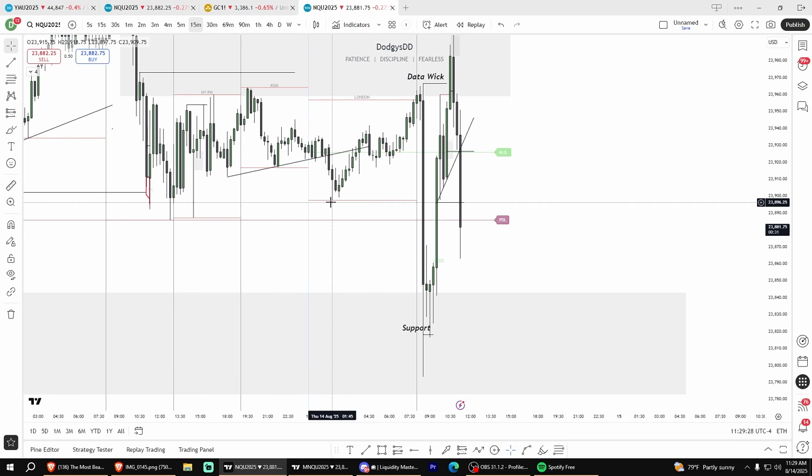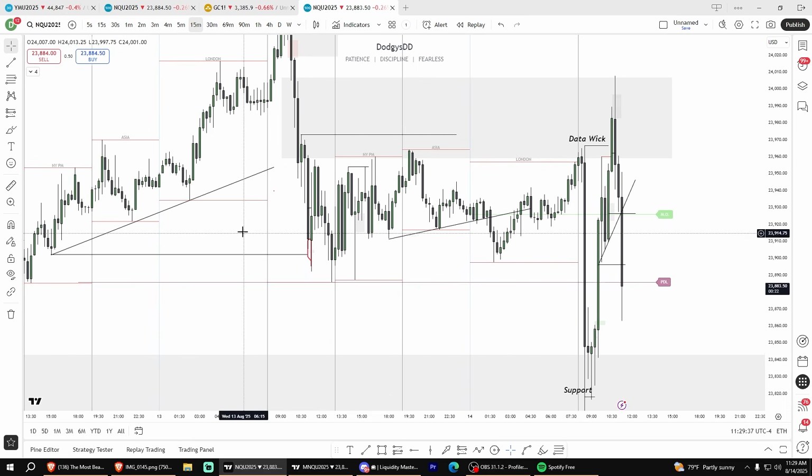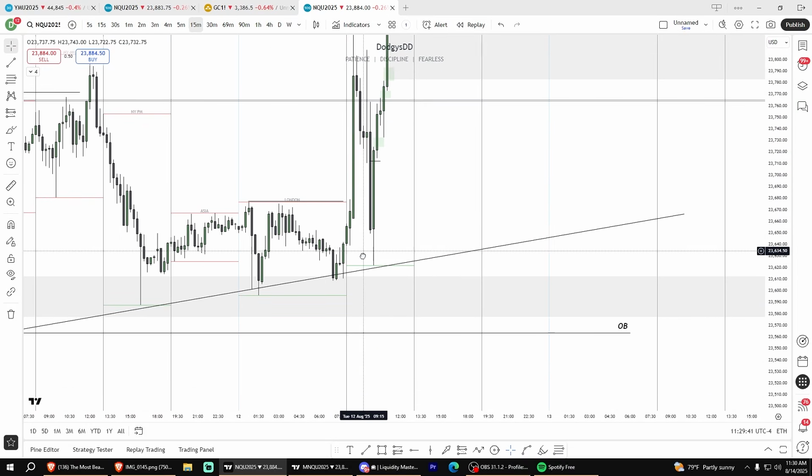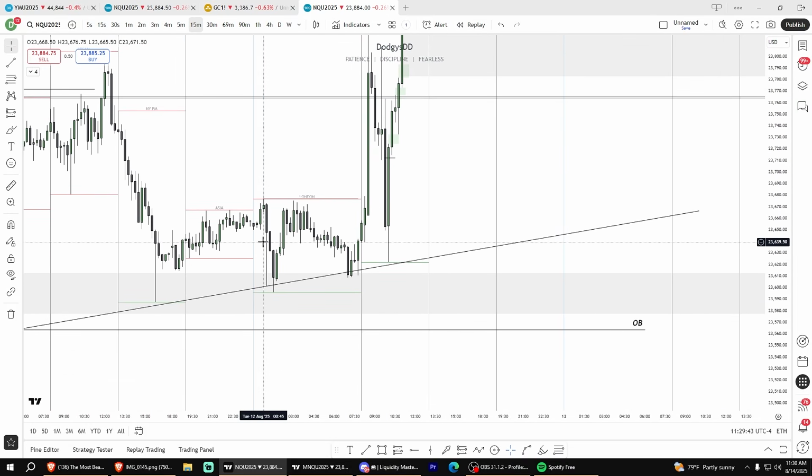Same thing with London low. CPI smacked London low. And what happened when we hit London low? We got a long setup, right? So you can see we swept London low, got a long setup. What's another good example? Here in London, we swept Asia low, got a long.